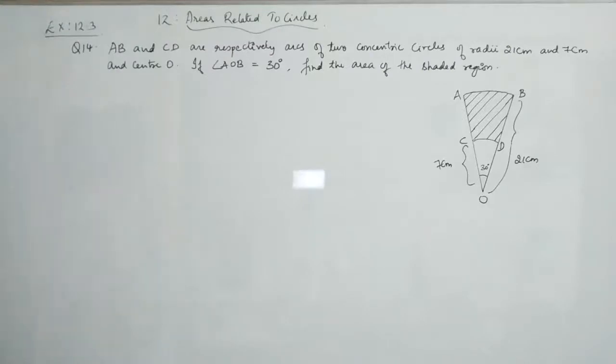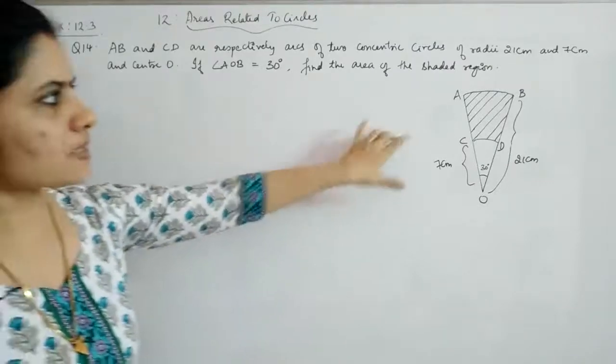Next is question number 14. AB and CD are respectively arcs of two concentric circles of radii 21 centimeter and 7 centimeter and center O. If angle AOB is equal to 30 degree, find the area of the shaded region. You can see the figure. This is the shaded region.